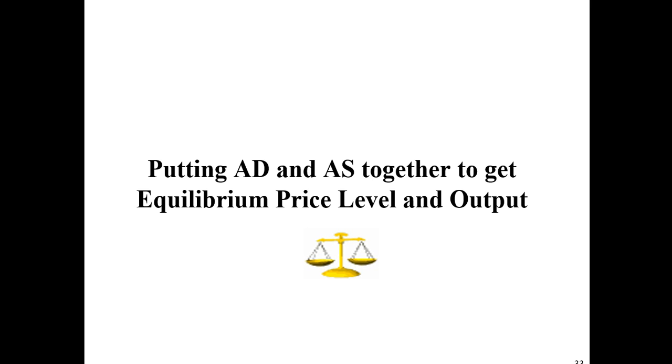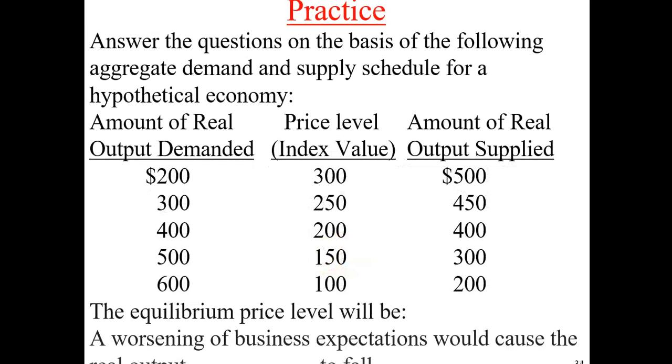So we put them together to find equilibrium price level and output. Just like we did in the market system, we put aggregate demand and supply together. A little bit of practice for you. And if I give you some information about an economy, a hypothetical economy, if I tell you how much is demanded and how much is supplied, it should be a fairly simple thing to find the equilibrium price level here. It's where demand is equal to supply. So the equilibrium price level you should be able to see from the chart.